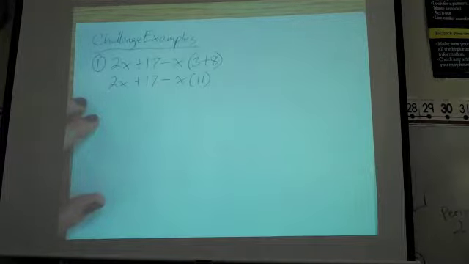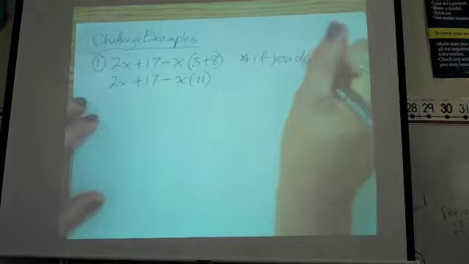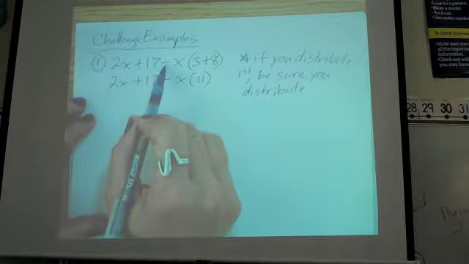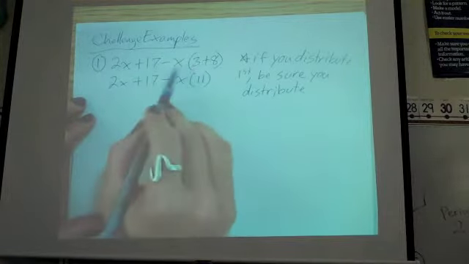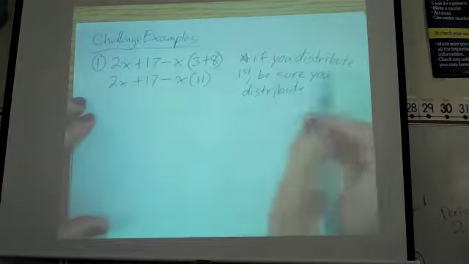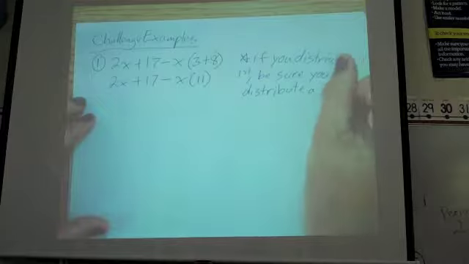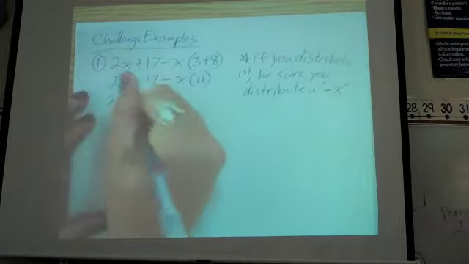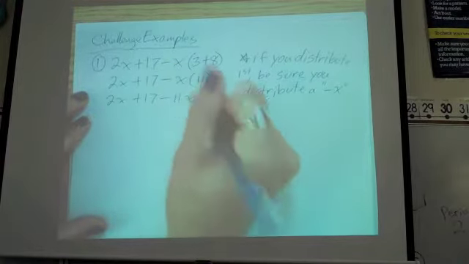Yeah. Now here's the thing. If you distribute first, it is not an x that you are distributing. Negative x. Because you're subtracting x times all this, you would need to do negative x times 3 and negative x times 8. So if you distribute first, be sure you distribute a negative x. Okay? So you have 2x plus 17. Instead of writing x11, I'm going to write it 11x.